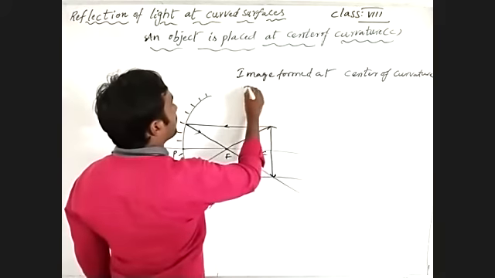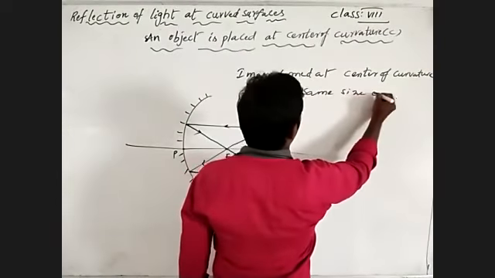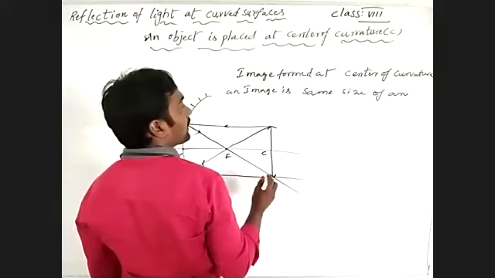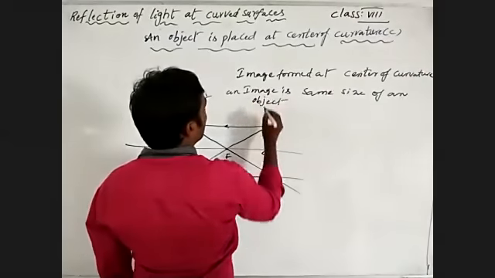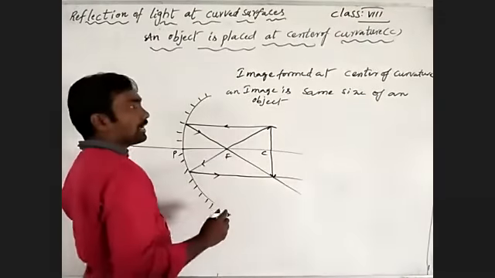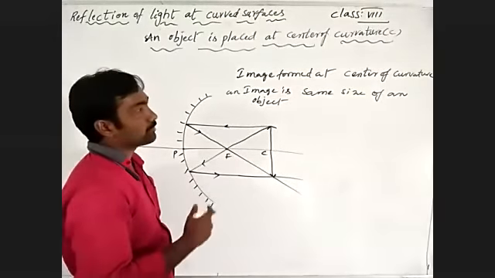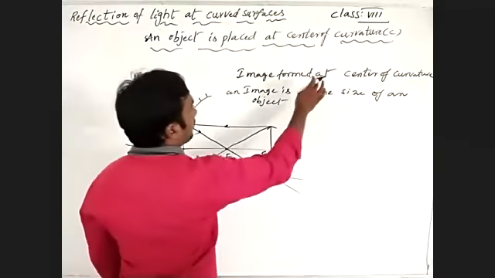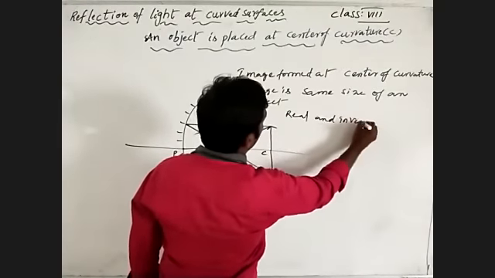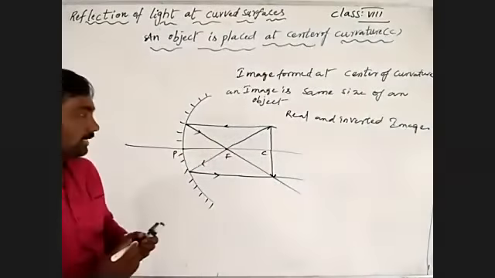The image is the same size as the object. Its characteristic is the same size as the object, and it is formed at the center of curvature. The image is real and inverted.